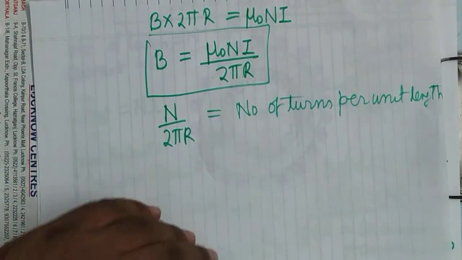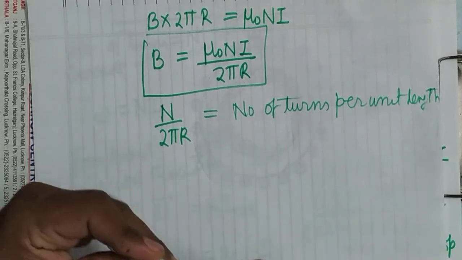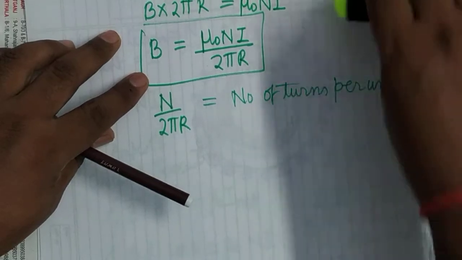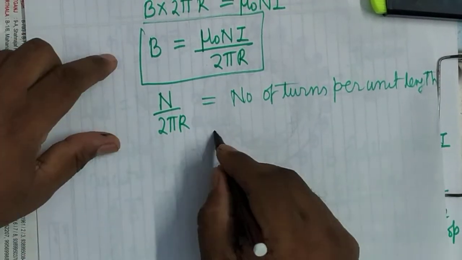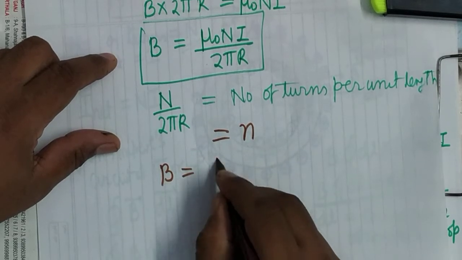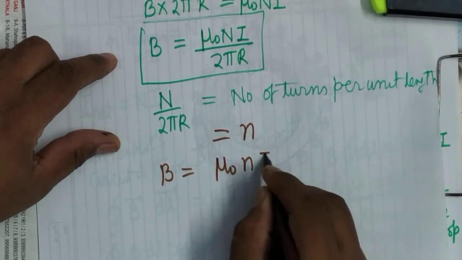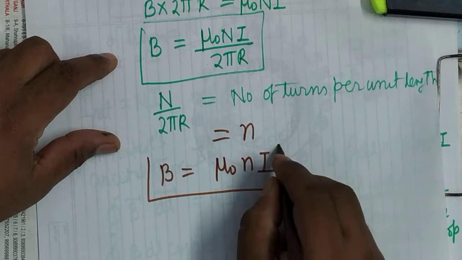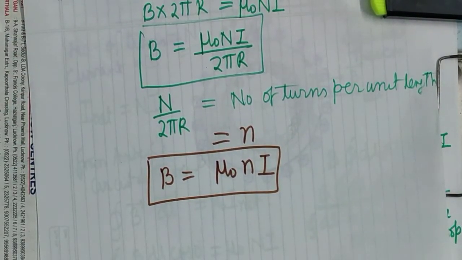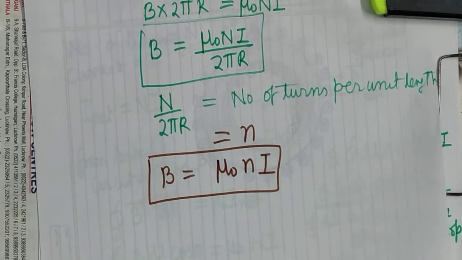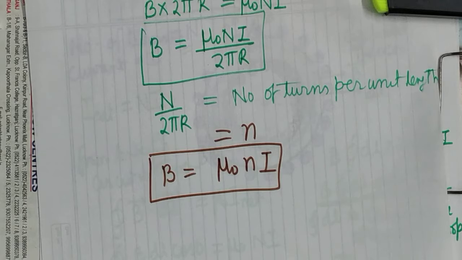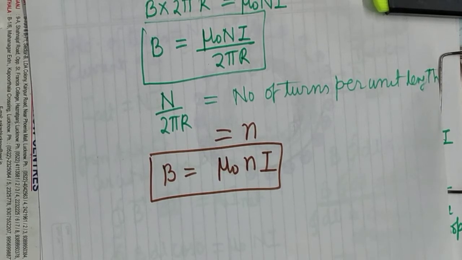It's clear? This we denote by small n. So B equals mu naught n I, the same as a long solenoid. But here small n is equal to capital N upon 2 pi R. So this is the magnetic field inside the core of the toroidal solenoid.